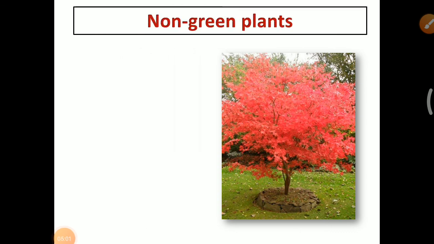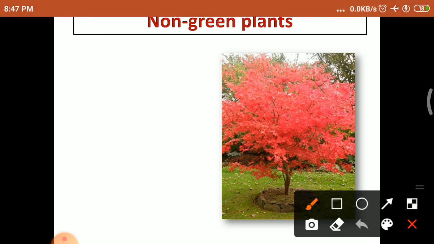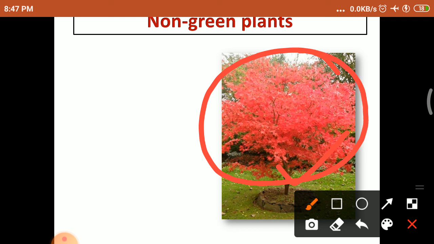The next one, non-green plants. So what is the meaning of non-green plants? Look at this image. The leaf of this plant is not in green color. So such type of plants are called non-green plants. Completely this plant looks red in color. There is no green color.